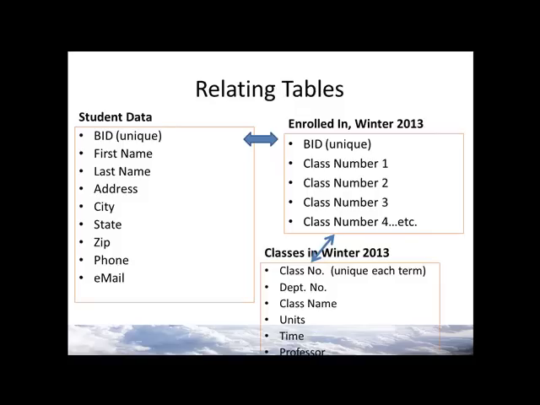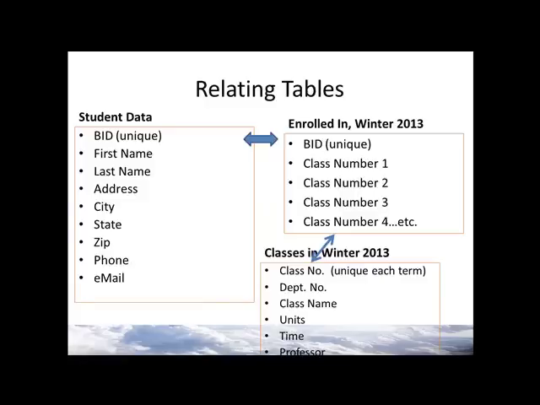Here's an example. Each orange box represents a table. All the items contained in the orange box are the data elements. Under student data, we've got Bronco ID, name, address, etc. Every record in this table has these data items. Under enrollment in winter 2013, I see what classes students are enrolled in. Every Bronco ID in this table has up to 8 classes they are enrolled in.